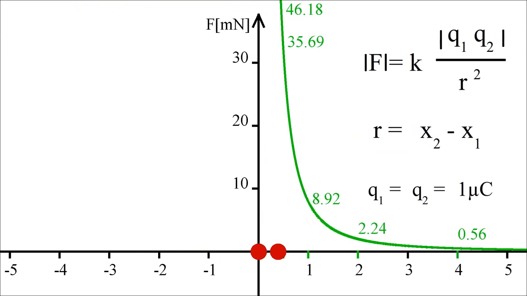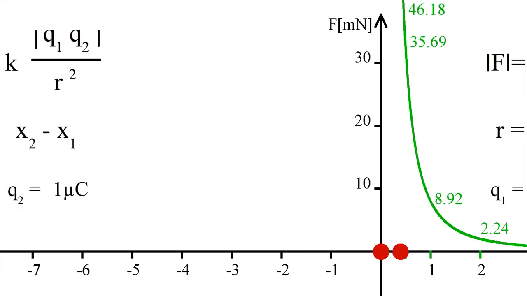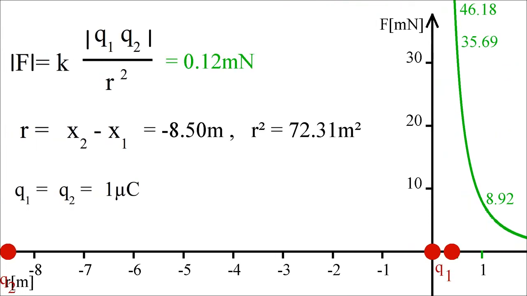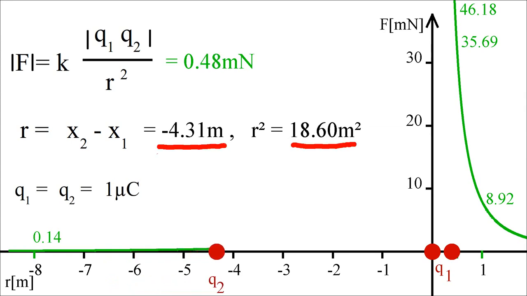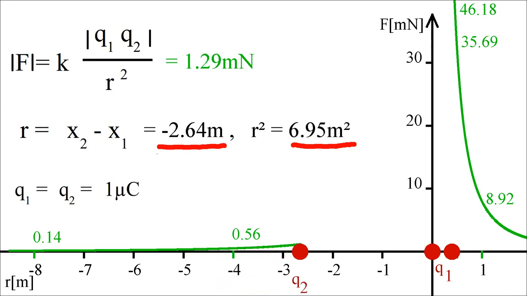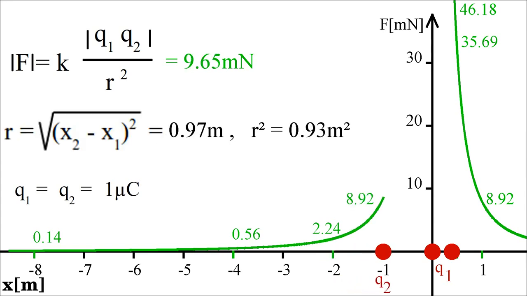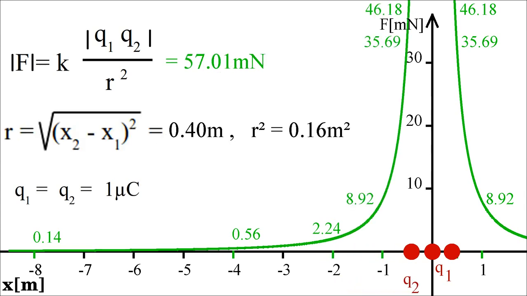The graph is mirrored along the y-axis. Thus, the repulsive force between both particles is also increasing if the charge is approaching from the left side. The square value of r, which is x2 minus x1, is part of the equation, hence we get positive values for the resulting force even if x2 becomes negative. Furthermore, in physics, the distance is given by the absolute value of the difference between two points on the x-axis.